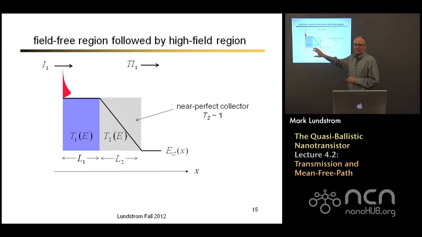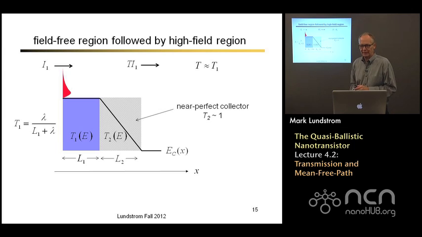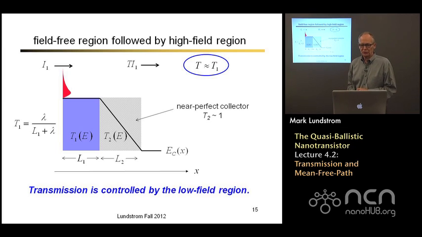Well, we've just seen that the high electric field region acts as a very good collector. Almost everything that's incident there is collected. The region with no electric field has a very simple expression for transmission, mean free path over mean free path plus length. So what it means is that the transmission across this composite structure is very nearly equal to the transmission across the part of it that has a low electric field. All right. So that's an important point that we're going to make use of when we talk about transistors, that transmission is controlled by the low field region.